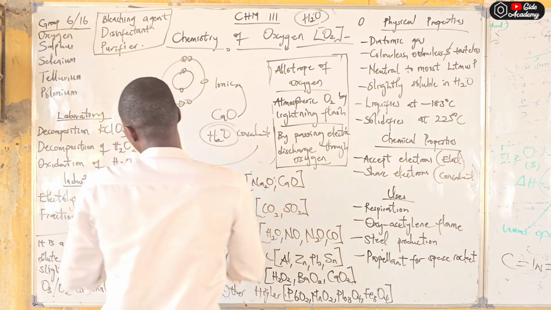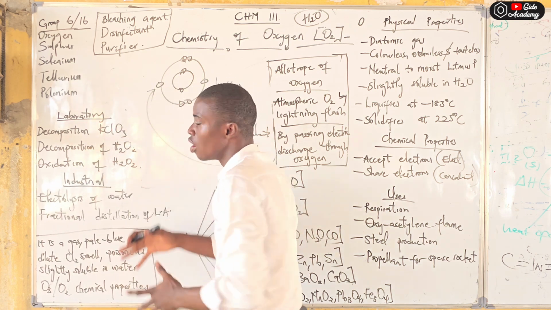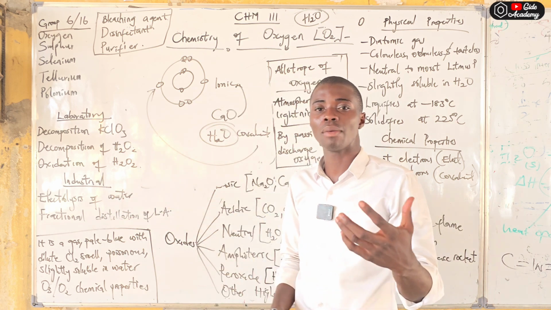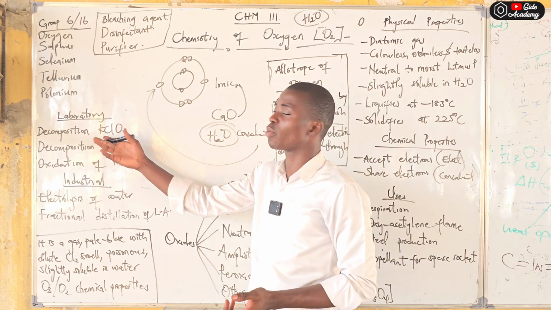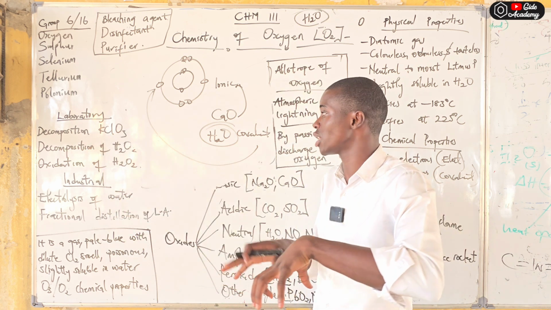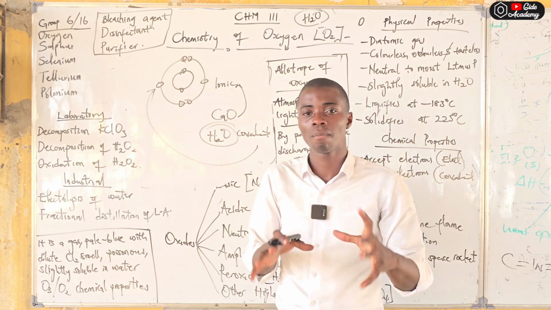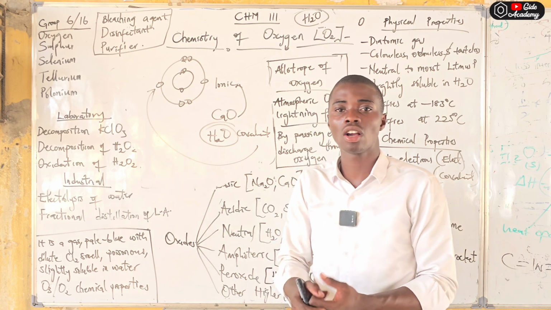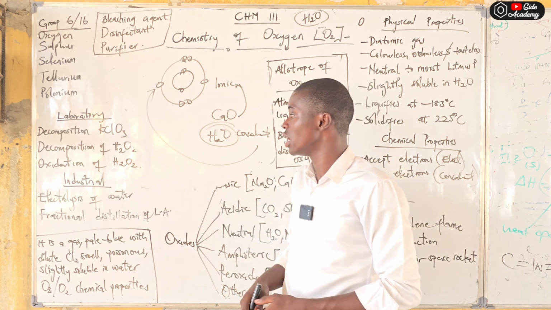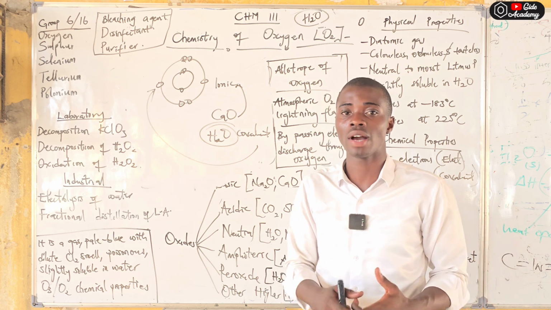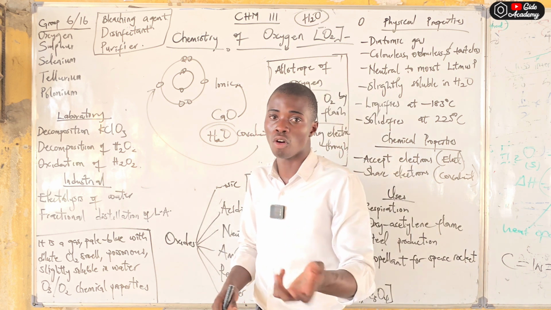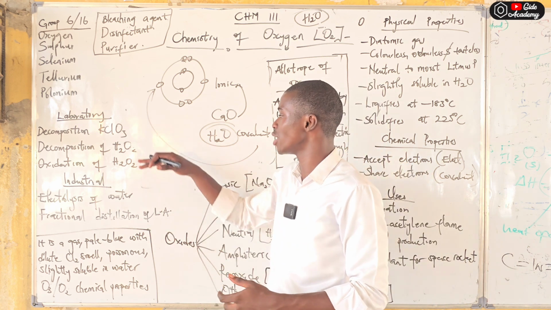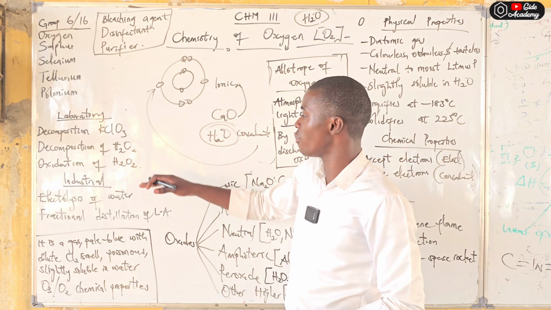So what about how oxygen is prepared? Oxygen can be prepared in the laboratory, and oxygen can also be prepared in the industry. So for the laboratory preparation of oxygen, we have the decomposition of potassium chlorate. When potassium chlorate decomposes, you are going to form oxygen. And even hydrogen peroxide, in the decomposition of hydrogen peroxide, you are going to form oxygen. And also the oxidation of hydrogen peroxide, oxygen will as well be formed. So in the laboratory, oxygen can be formed from the decomposition of potassium chlorate, from the decomposition of hydrogen peroxide, and also the oxidation of hydrogen peroxide.